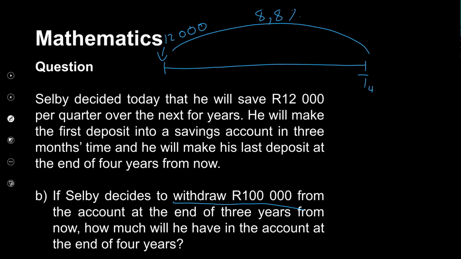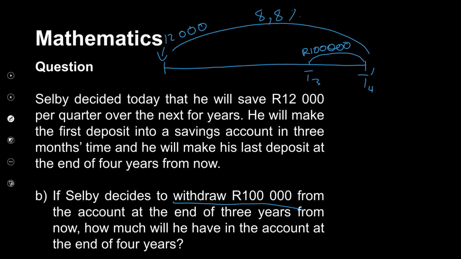You can find what the outstanding balance is at the end of 3 years, subtract the 100,000 and then calculate the interest it will gain for 1 year. But that is a long process. Instead, you will consider this as an investment of 100,000, which will be for a year. So you get how much this would have gained if it was being invested for a year.